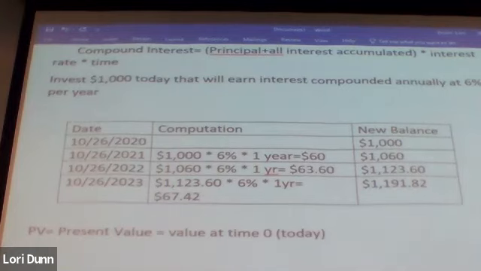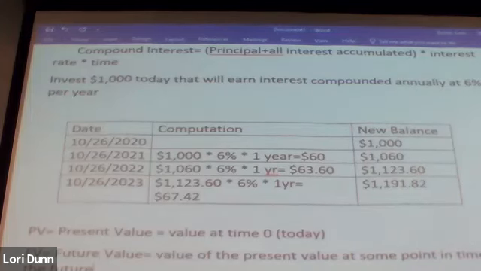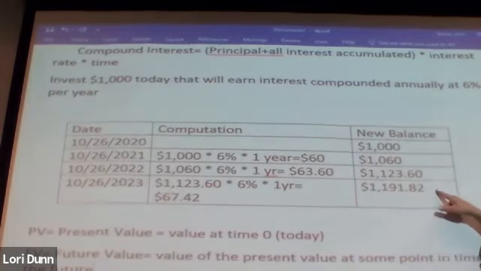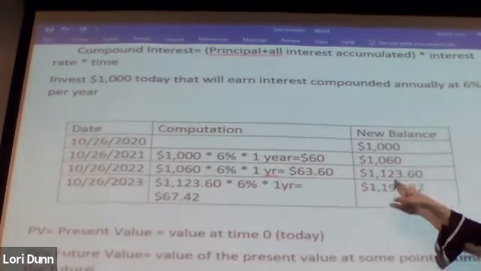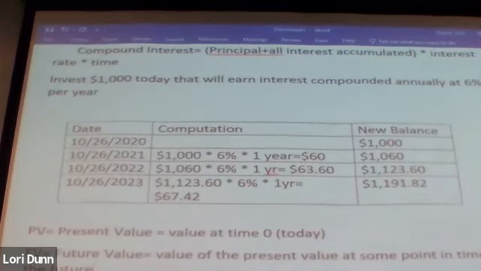The next thing you may know, you may know present value, you may need to compute it, is future value, FV. Future value is the value of the present value at some point in time in the future. And you have to define that. So what is that $1,000 going to be worth at the end of 3 years if we compound it annually at 6%? So there's the future value of our little problem, $1,191.82. So we calculated that on our table.